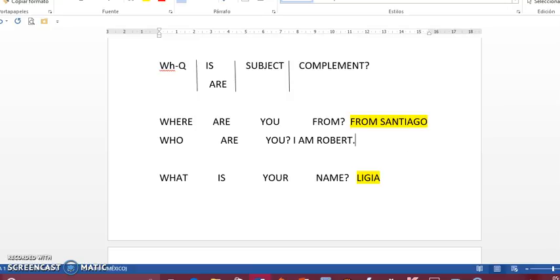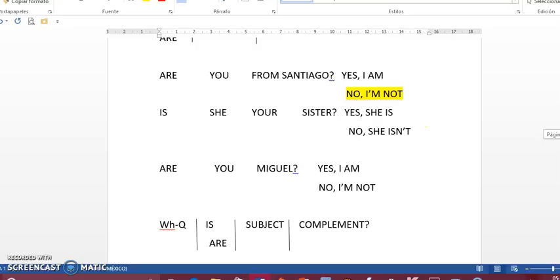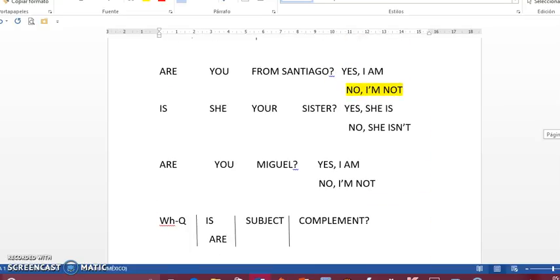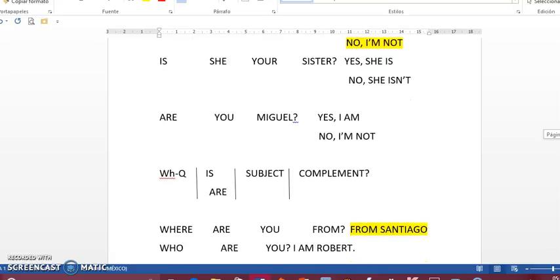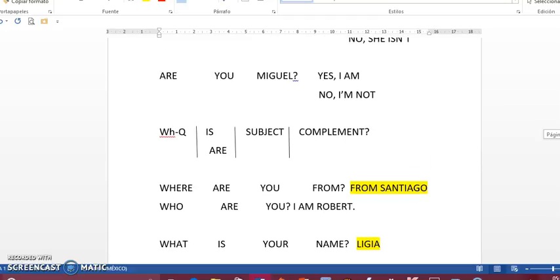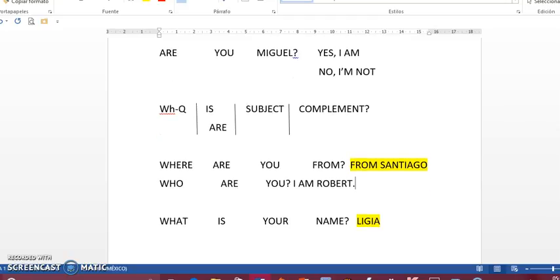Well, the follow-up question, we are going to use follow-up question to get more information about the subject, okay? For example, here, are you from Santiago? If the answer is no, no, I'm not, and then I want to know, where are you from? Because you are not from Santiago, then where are you from? I'm from Chiriquí, I'm from Soná, and so on. Another example, are you Miguel? No, I'm not, and then I want to know more information. If you are not Miguel, and then the question is, who are you? And the answer is, I am Robert, okay?